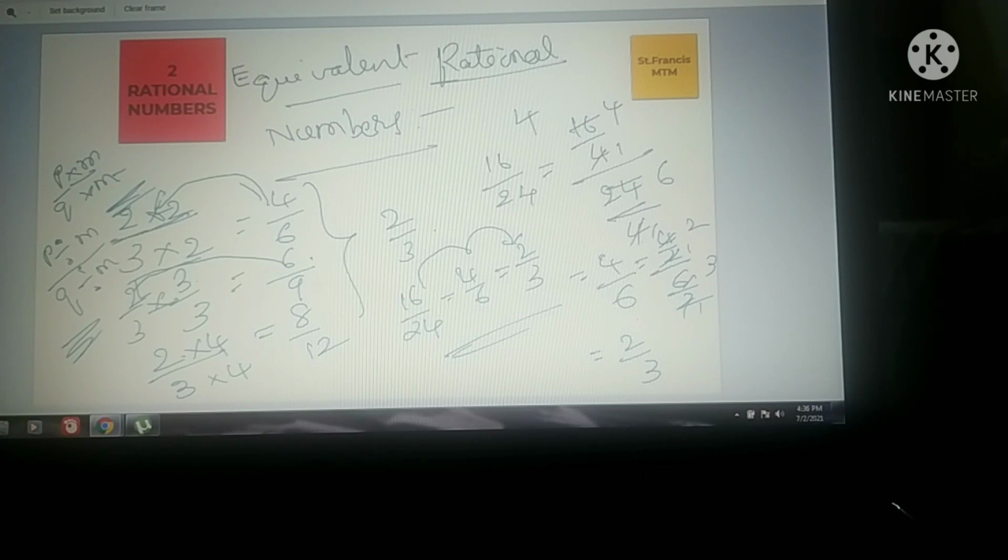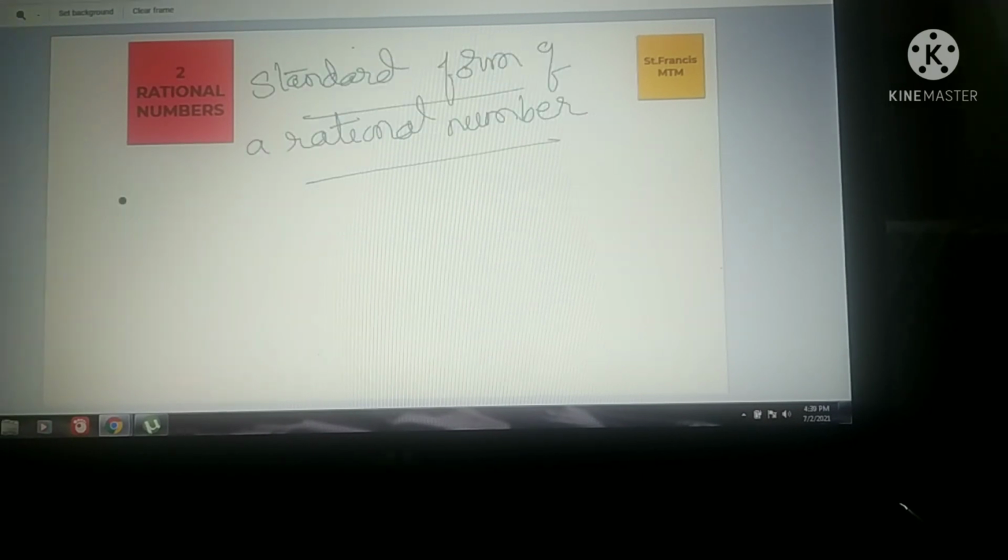Understood? Now, standard form of a rational number. What is this? Standard form of a rational number means a rational number which has a common divisor of none other than 1. See here, 2 by 3. Is there any common factor for these two? No, only 1 is the common factor, right? With 1 as the common factor, that time this type of rational number is called the standard form of a rational number.